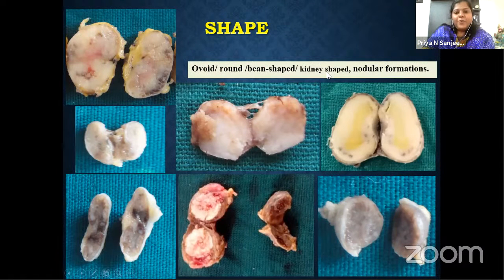Normal shape of the lymph node is kidney shape, but it can have some variations like ovoid, round, bean shaped, and you can see the fat around the lymph nodes, little elongated structures. And here also you can see the characteristic kidney shape. And metastatic lymph nodes tend to have a round shape. So this is one example.